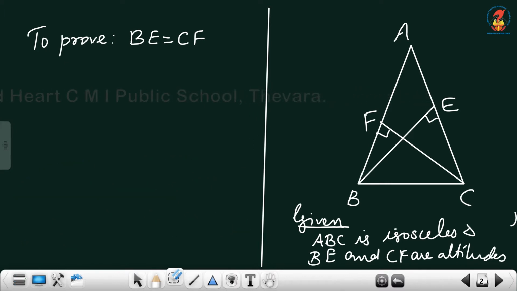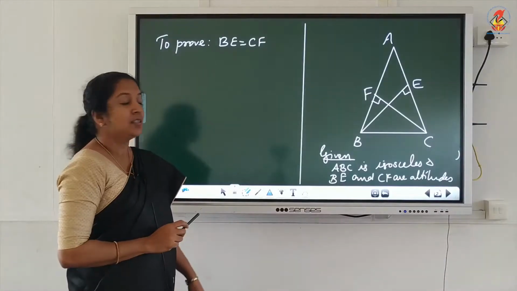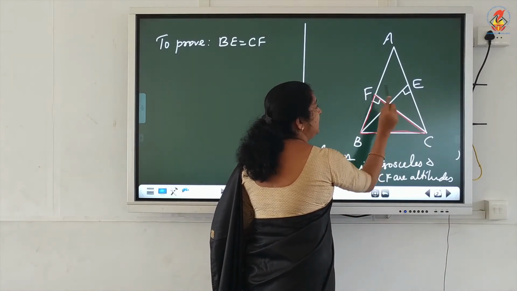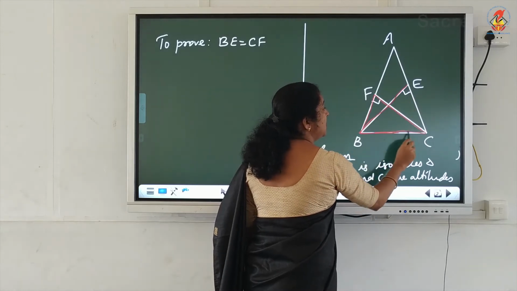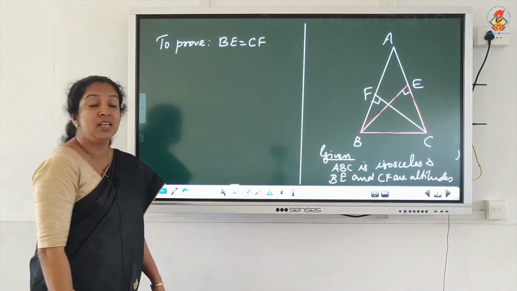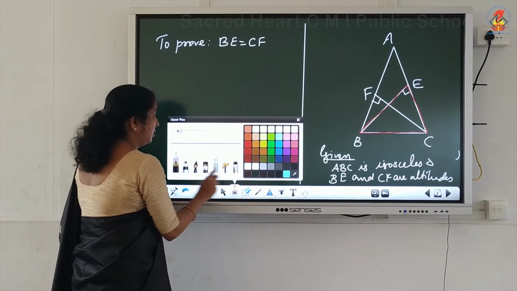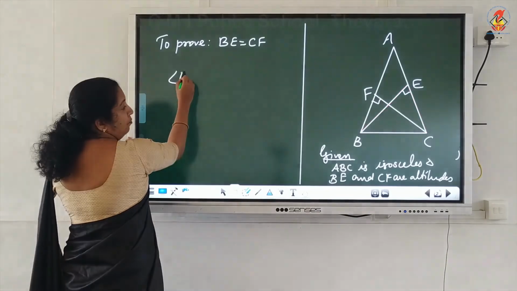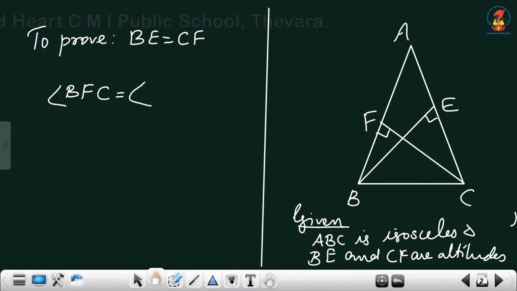For this, we have to consider two triangles. Which two triangles do we have to consider? We have to consider triangle FBC and triangle EBC. Can you tell the corresponding parts? First part is angle BFC is equal to angle CEB is equal to 90 degrees, which is given.